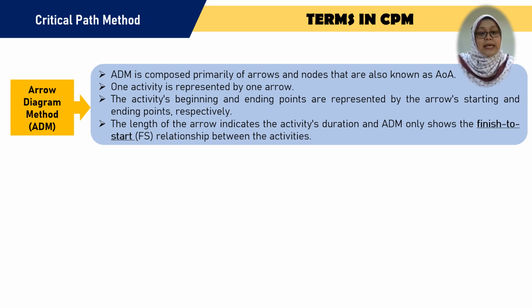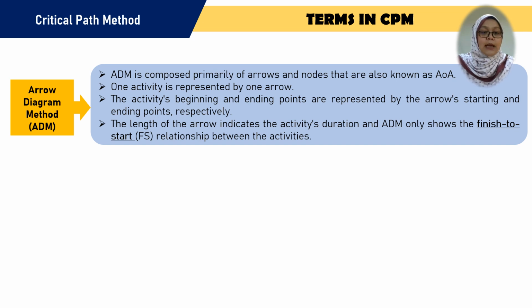The activity's begin and end points are represented by the arrow's starting and ending points respectively. The length of the arrow indicates the activity duration, and ADM only shows the finish-to-start relationship between activities.